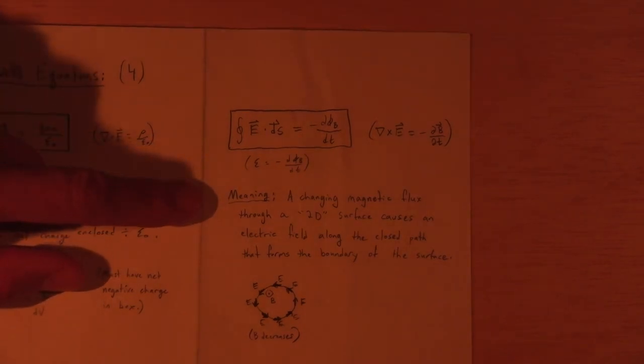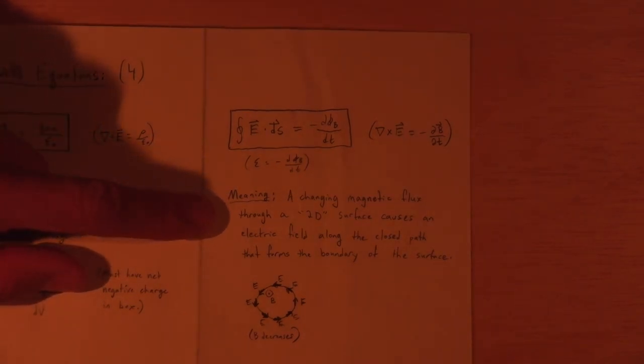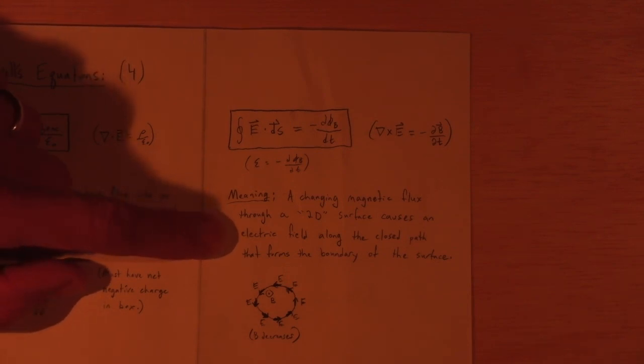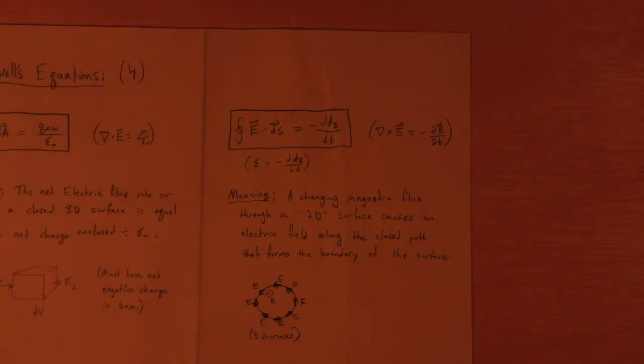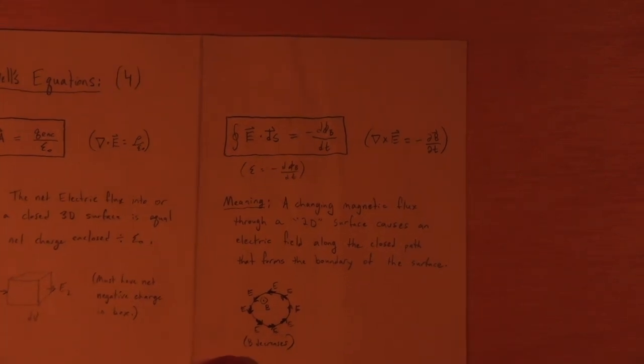So here's what you have to be able to do on the AP. The meaning: a changing magnetic flux through a two-dimensional surface causes an electric field along the closed path that forms the boundary of the surface. So you know this well. We just basically finished up with electromagnetism, or we're working on finishing up with it, but we finished all the topics. Faraday's law.